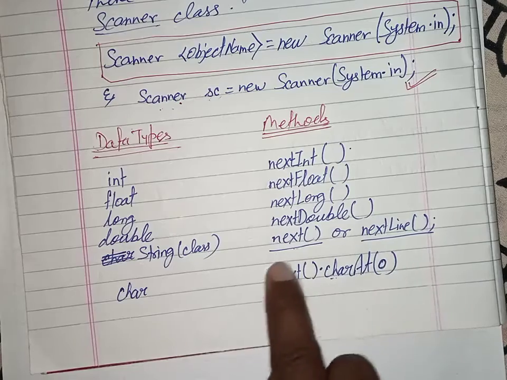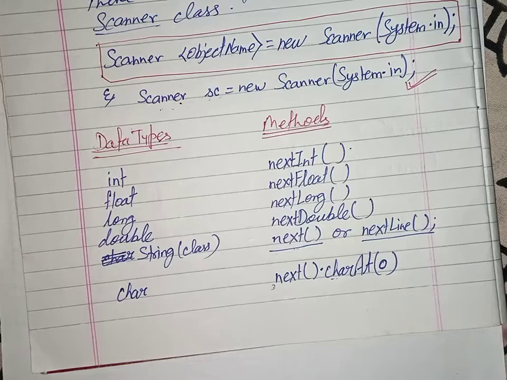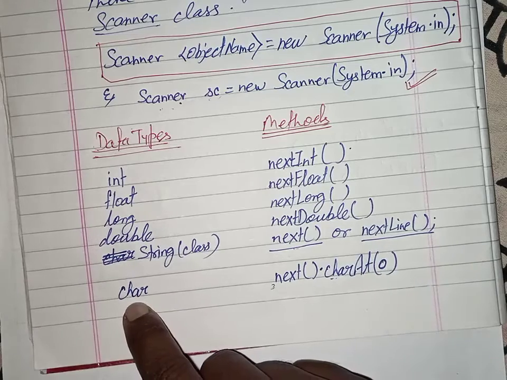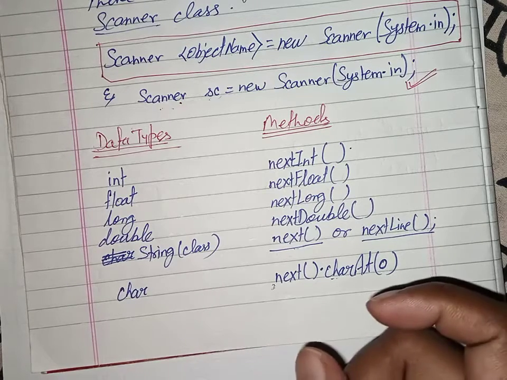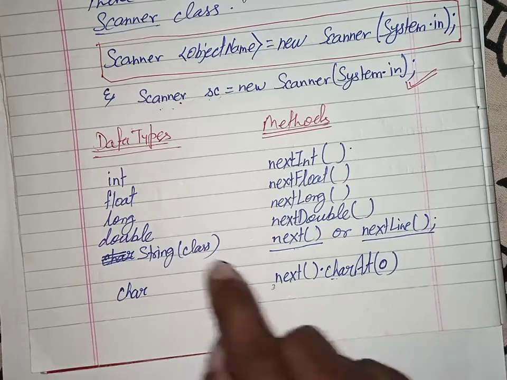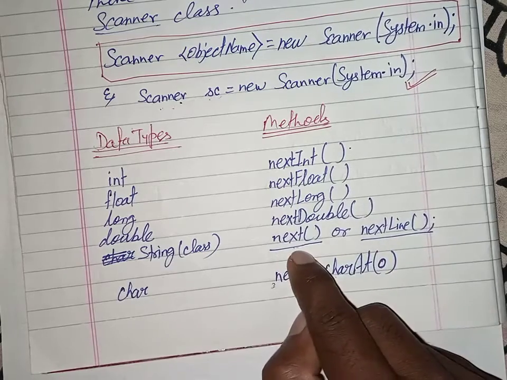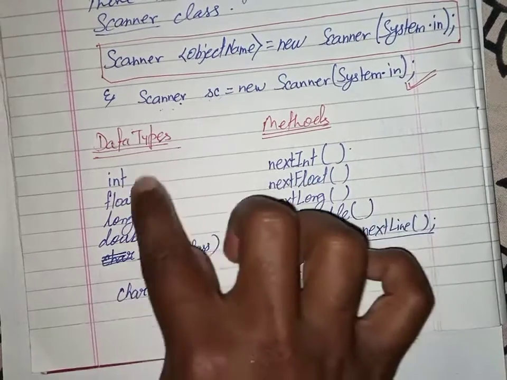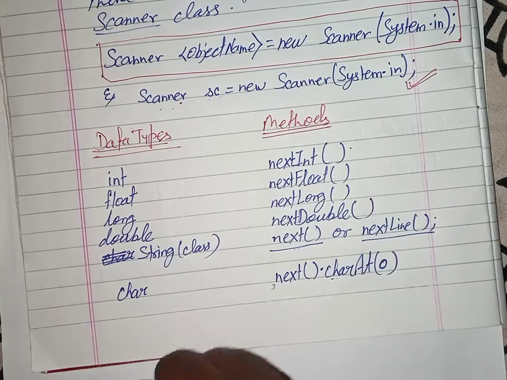Okay, this point you will study in string operation. I will tell you in the further chapters. This is the operation of string. Using this string operation we can take character value. But if we want to input a word or collection of words or statements, then we can use next or next line. Both are used for string operation. This is for one word, single word, this is for multiple words. These are the basic data types and these are the basic methods to perform explicit input operation.